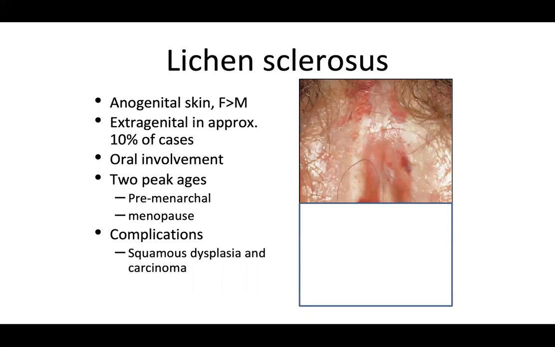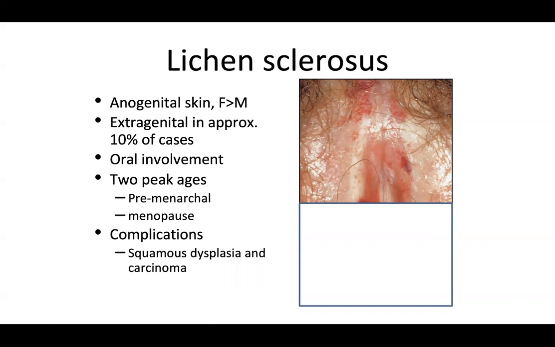So as we know, lichen sclerosis is commonly occurring in the anogenital region, more commonly in females than males. You can see extragenital lichen sclerosis et atrophicus in approximately 10% of cases. Over here in the clinical image on the right, you can see this porcelain white atrophic, scar-like plaque around the vaginal region. You can have oral involvement, and two peak ages occur with lichen sclerosis: the premenarchal peak and the menopause peak. So we can see it in a variety of ages.